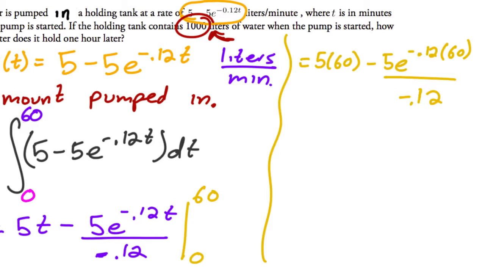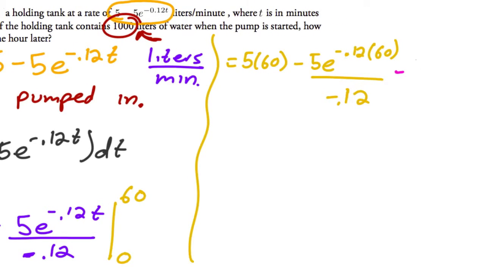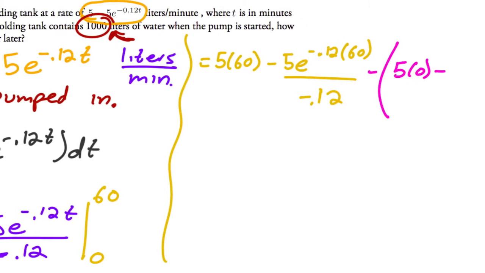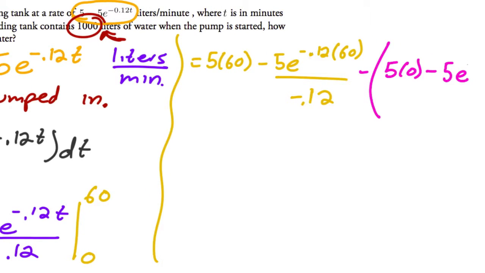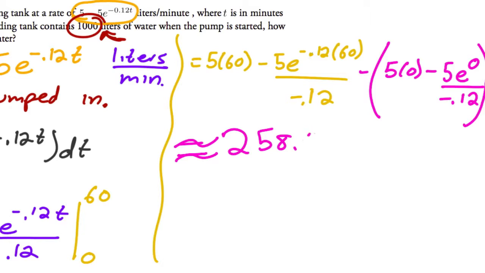Let's make sure I didn't make any mistakes there. 5 times 60, okay, good. And then minus, plug in 0. Now you might be thinking, oh, that's just 0. But no, it's not 0, because it's 5 times 0 minus 5e to the negative 0.12 times 0, over negative 0.12, and e to the 0 does not equal 0 at all. So when you do all that, you get about 258.36.